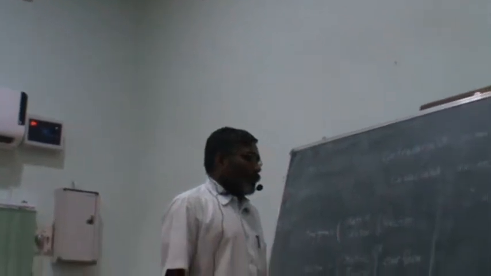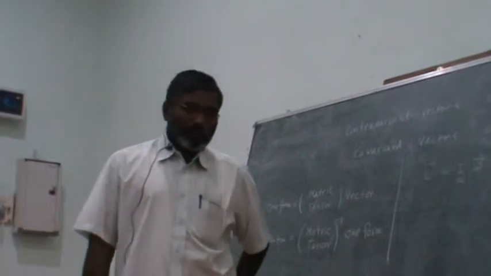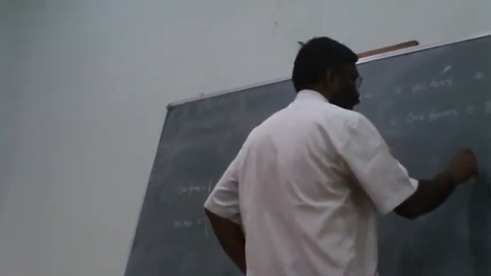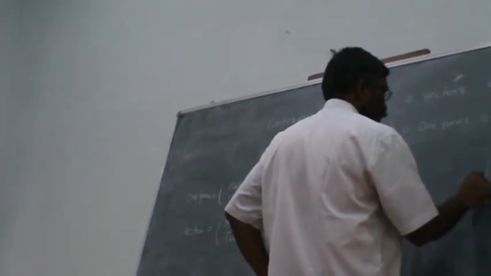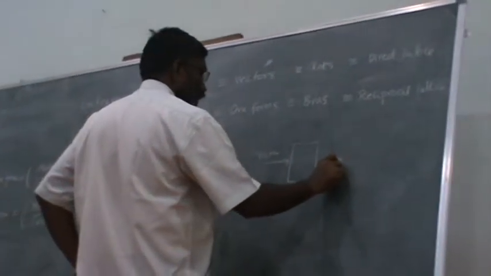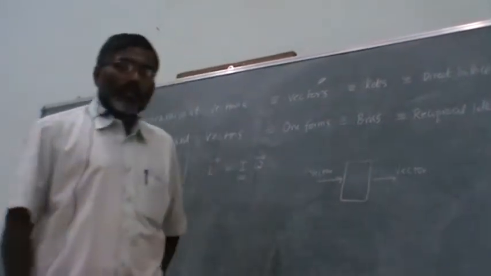So that means there is another category. Suppose you have a box here and you are sending in one vector and also getting out another vector, right? It is something like this. It's a vector valued function of a vector variable. You are sending omega in and you are getting L out.